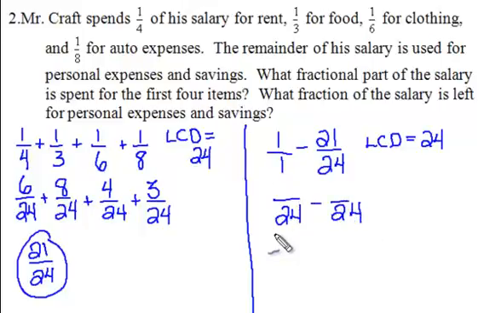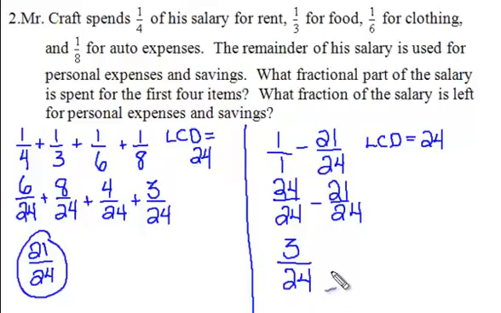To get from 1 to 24, I had to multiply by 24. So 1 times 24 is 24 on the top as well. I didn't have to do anything to this one, so I can just rewrite it as 21. 24 minus 21 leaves us with 3 over 24.